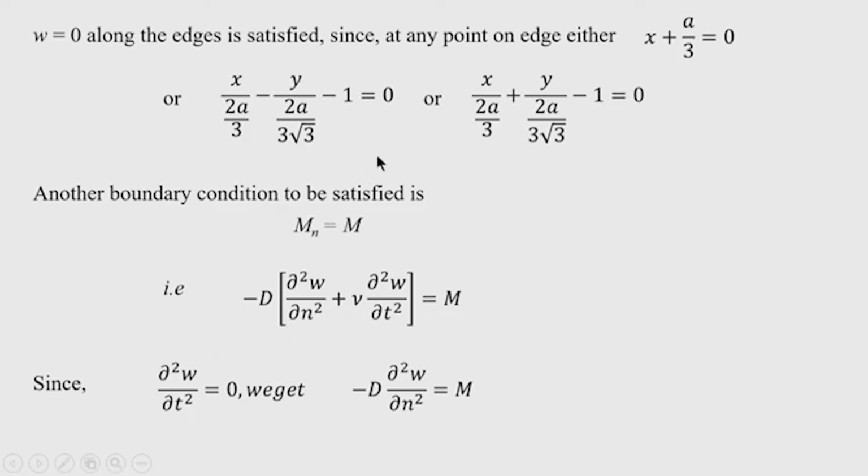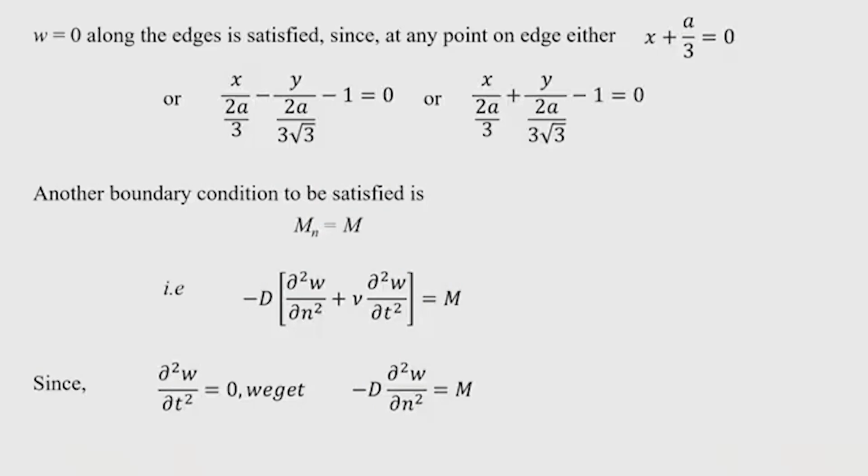Now, M n is given as del square w by del n square plus mu into del square w by del t square equal to M. Here you can see that the derivative is taken not with respect to the Cartesian coordinates x and y, but with respect to the normal and tangential coordinates n and t. That transformation from Cartesian derivatives to normal or tangential derivatives we have covered earlier and given the expression that we will utilize here.